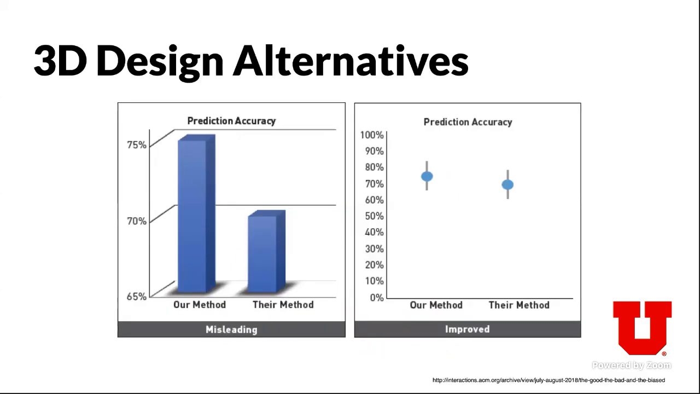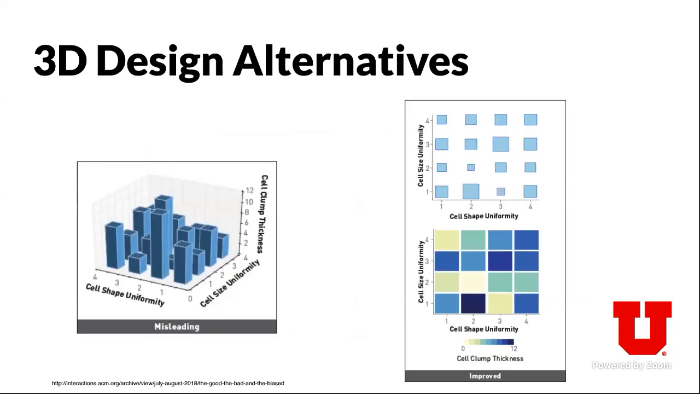So what can you do instead, right? Instead of doing something like these 3D pie charts, you should just go for something like a simple dot plot or a simple bar chart. And in this case, again, for showing a distribution, you might want to show a confidence interval or an error bar or something like that.